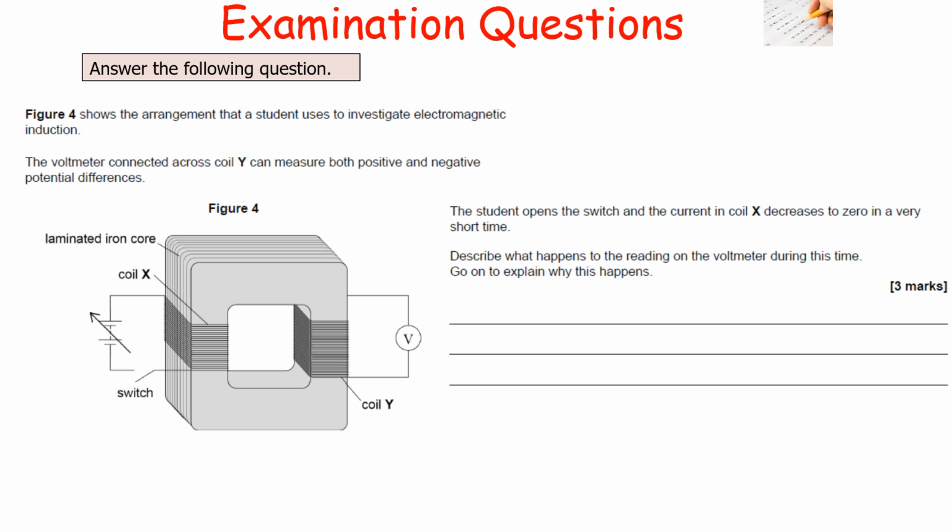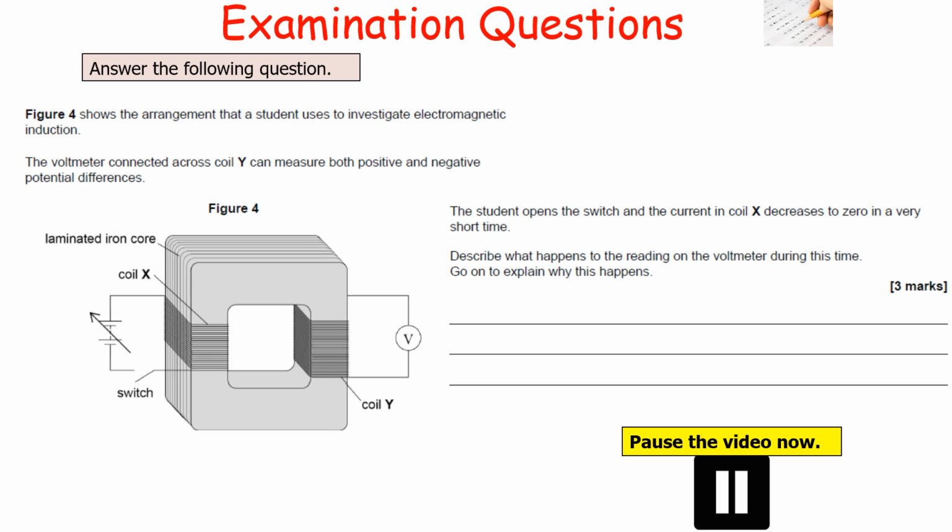The next question says, figure 4 shows the arrangement that a student uses to investigate electromagnetic induction. The voltmeter connected across coil Y can measure both positive and negative potential differences. The student opens the switch and the current in coil X decreases to 0 in a very short time. Describe what happens to the reading on the voltmeter during this time and explain why this happens. So pause the video now, then unpause the video when you want to go through your answer.